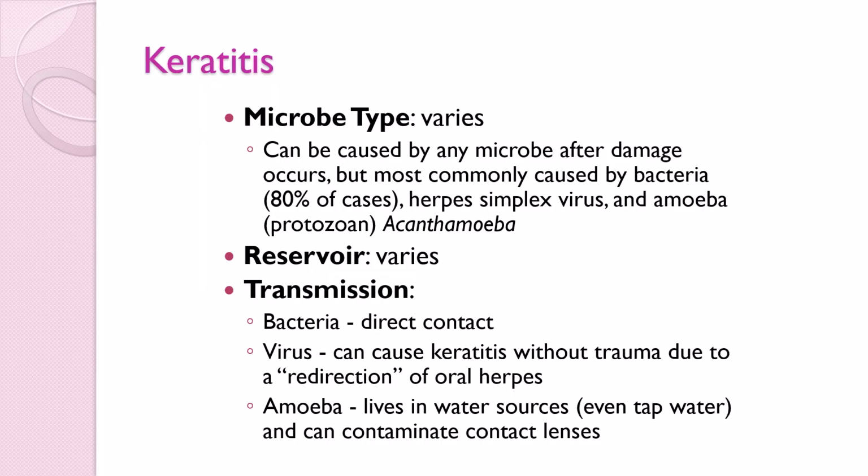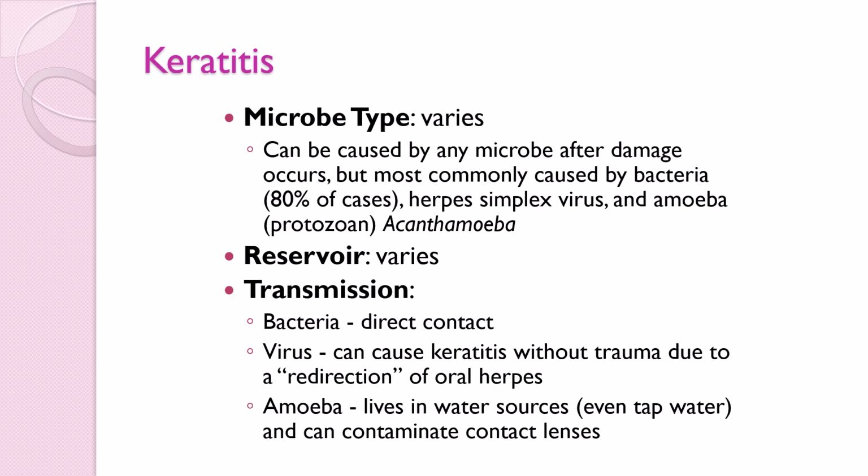Okay, last but not least, for this section, we have keratitis. This is going to vary for the microbe type. It just depends. Could be a bacteria, could be a virus, could be an amoeba. Typically, we will focus on this amoeba here, because it's going to come back every once in a while when we talk about this guy. The reservoir is going to also vary depending on what type of microbe it is. And then again, that transmission is going to vary as well, depending on the microbe type.